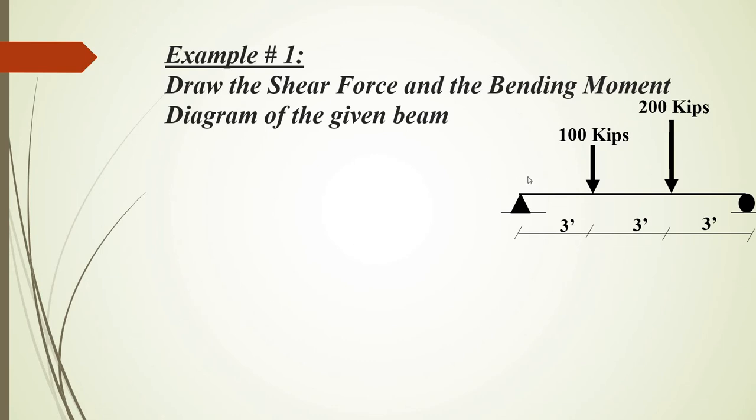So we have this beam, and this beam is simply supported. So it has a roller on one end and it has a pin support on the other end. It is subjected to 2 point loads, one of them being 100 kips that is being applied at a distance of 3 feet from the left support. And then if you move further at further 3 feet, you'll get to see another point load or concentrated force of 200 kips. The total length of the beam is 9 feet, as you can see.